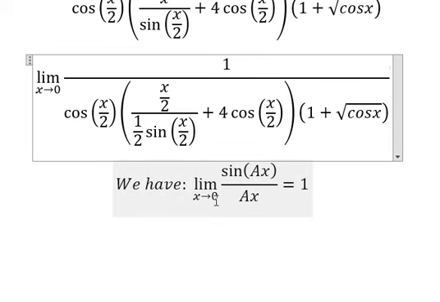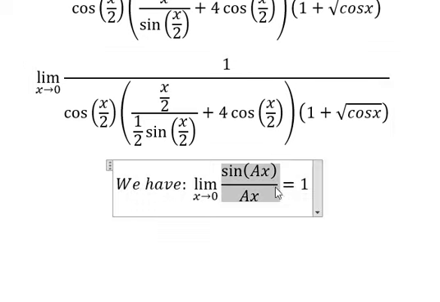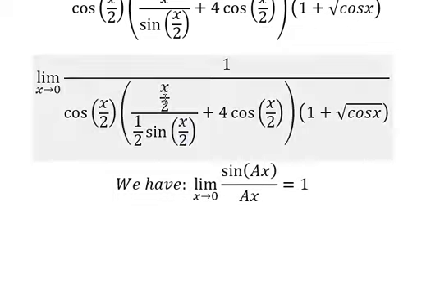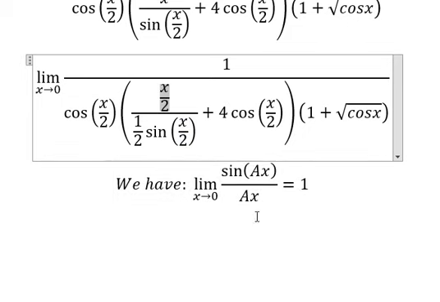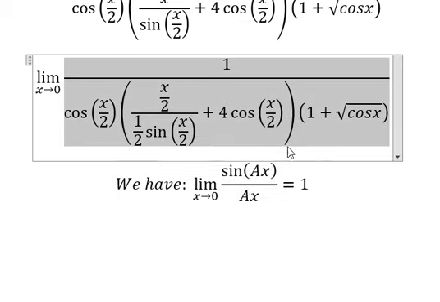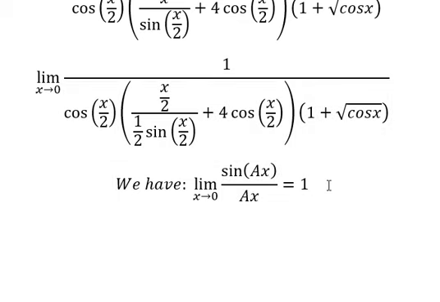When x approaches 0, this one equals 1. So that means x over 2 over sine of x over 2 equals 1. Because this one we divide by x over 2, they will return to this one in here. And now we have the final answer.